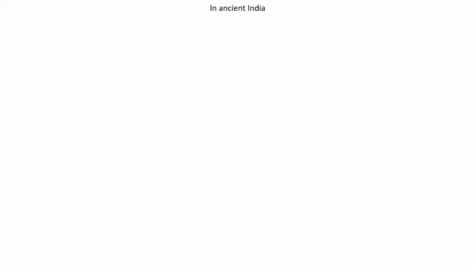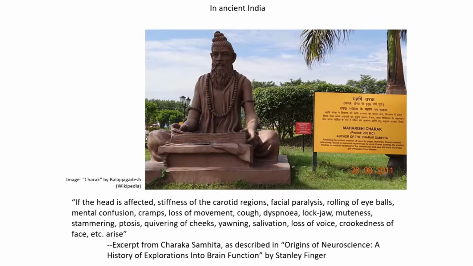In ancient India also, people thought about the brain. One of the first descriptions is found in Charak Samhita, which is a book composed by Charak. Some of you might be familiar with him. He's also known as the founder of Indian medicine or Ayurveda, and lived around 200 BC. So in one of his writings, Charak wrote that if the head is affected, stiffness of the carotid regions, that is the neck regions, facial paralysis, rolling of eyeballs, mental confusion, cramps, loss of movement, and various other problems arise. So basically he was also able to infer that the head or the brain is somehow involved in the control of these various functions of the body.